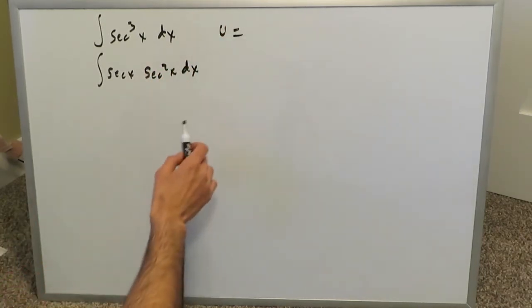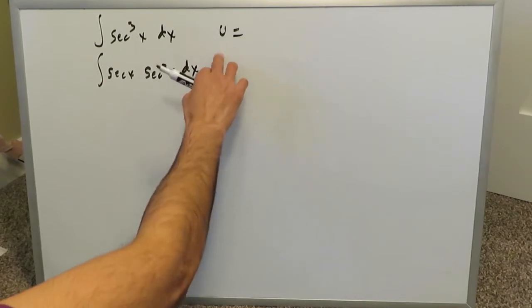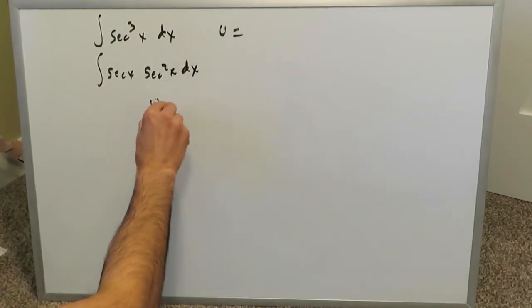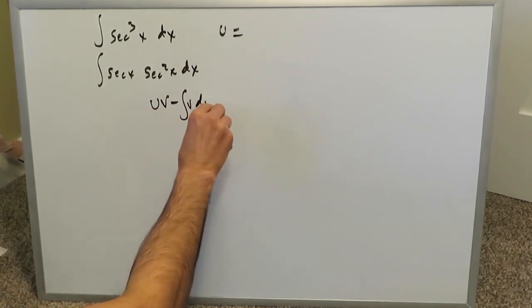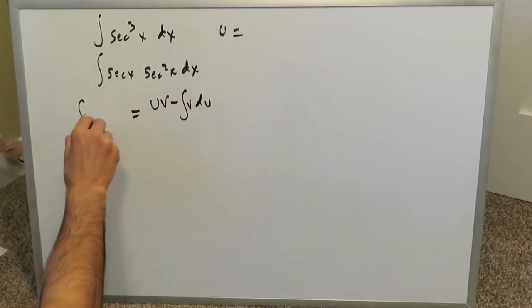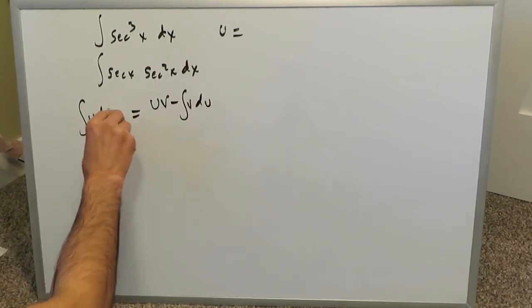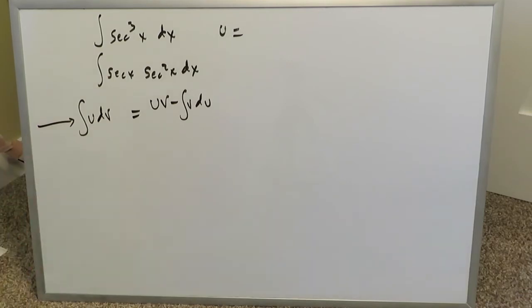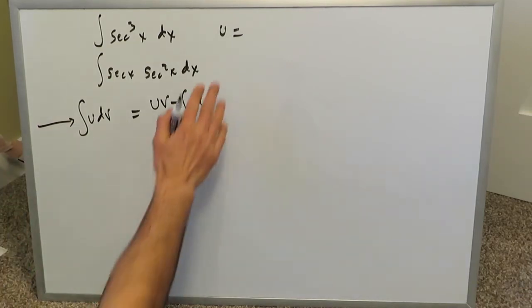U is equal to, what are we going to use for u? Remember, we're using integration by parts. uv minus integral of v du is going to be integral of what? U dv. This is what we're aiming to utilize over here. Therefore, we must do some smart substitutions.